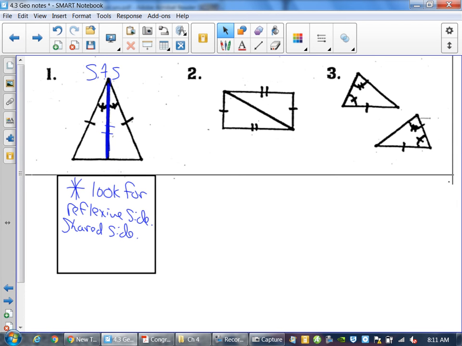Now, if I was given those bits of information, in a proof, all I would have to say is, let's say segment BD. BD is congruent to BD because reflexive. And then I'd have congruent triangles.